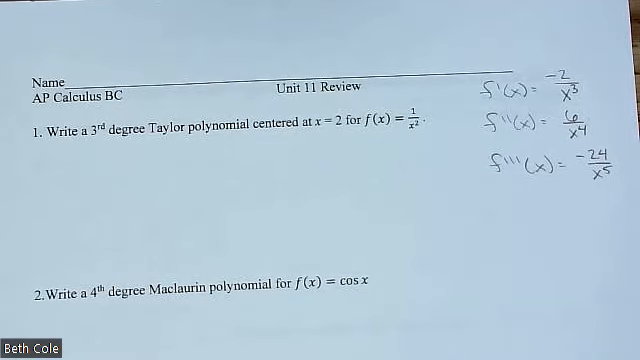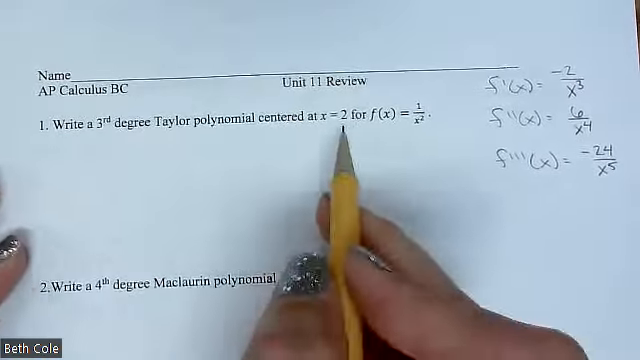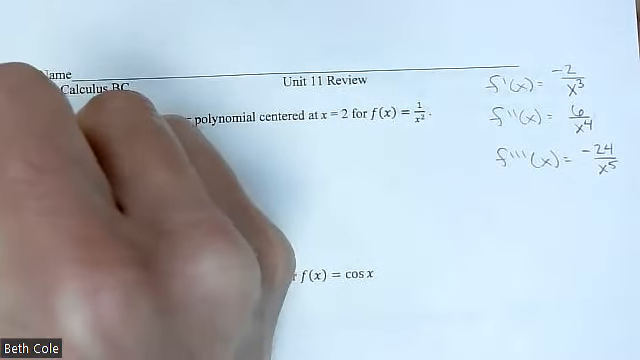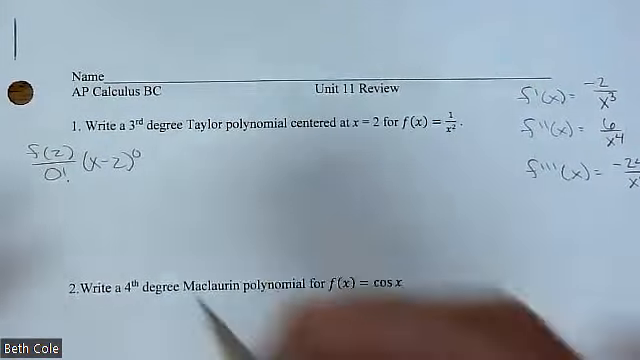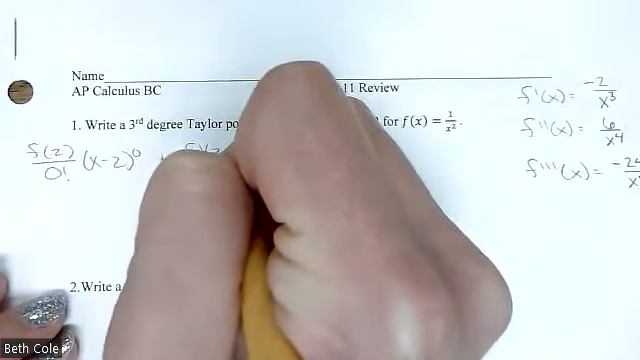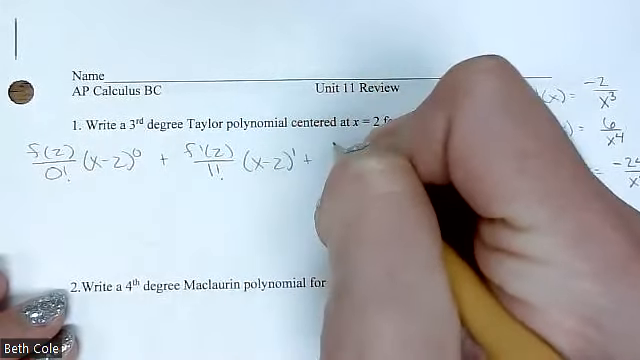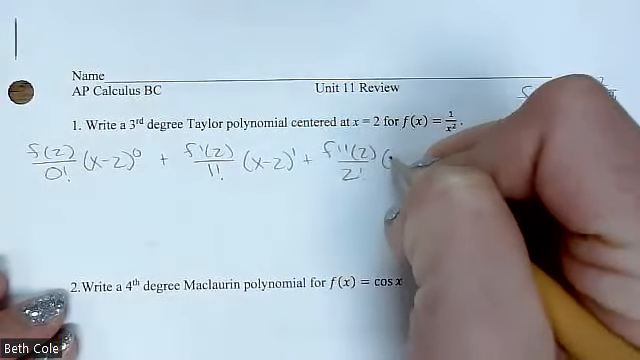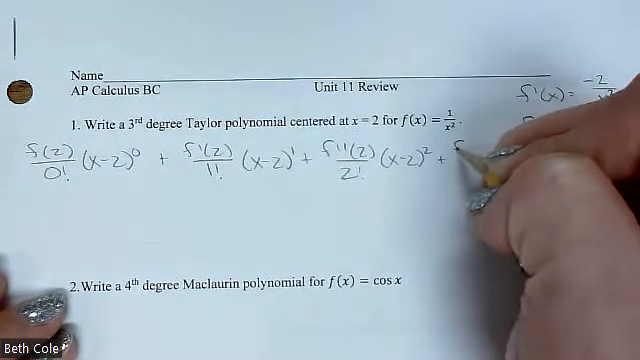Also, you can or not, I always write out the general format every single time, just because it helps me stay organized. So we want to be centered at 2. So we're going to do f of 2 over 0 factorial x minus 2 to the 0. So that's like everything's a 0 for that one. And then first derivative at 2, 1 factorial x minus 2 to the first, and so on. I'm not going to read all these because that's annoying. And I'm going to run out of room.